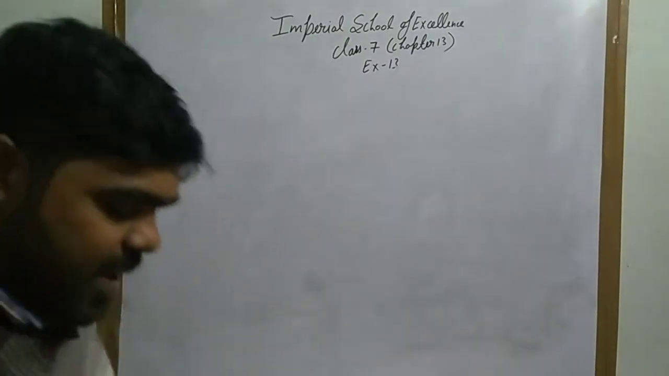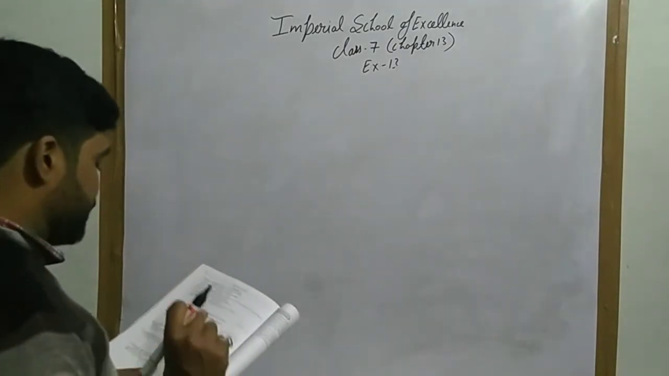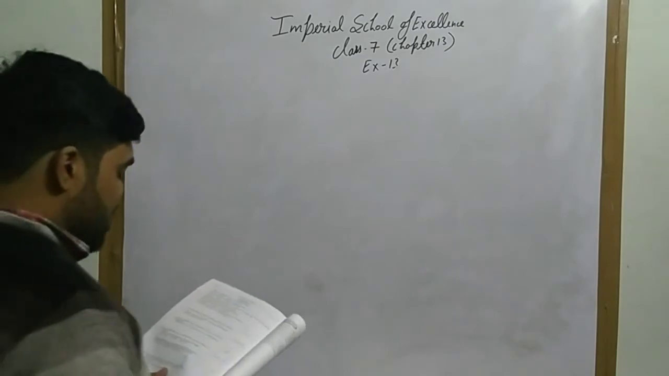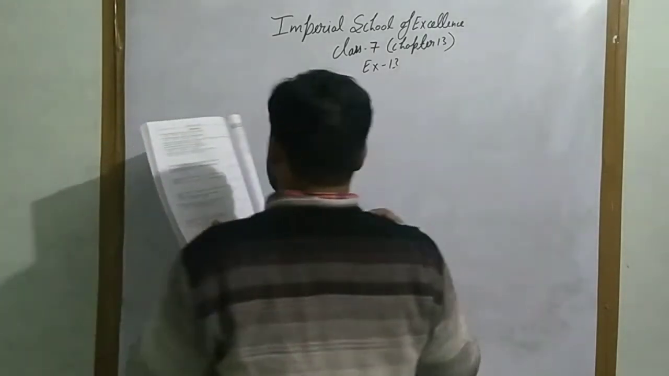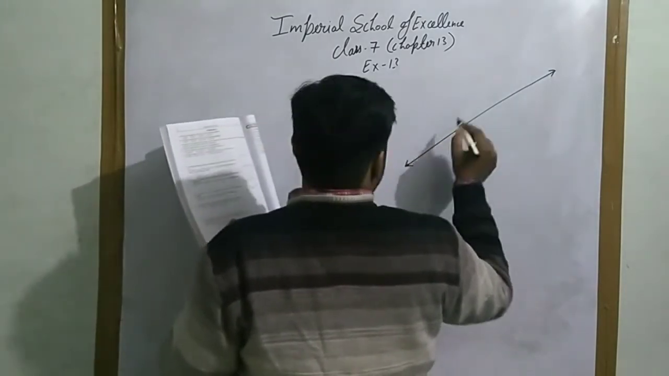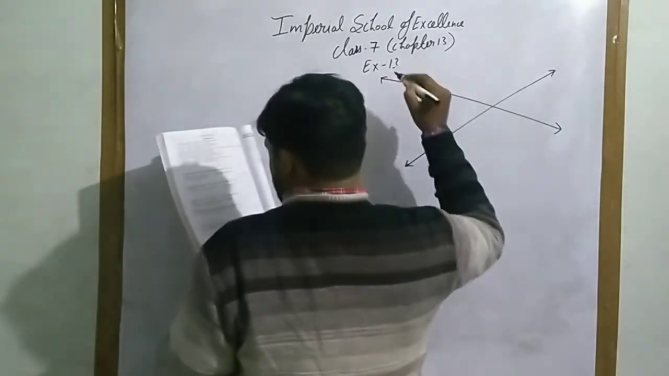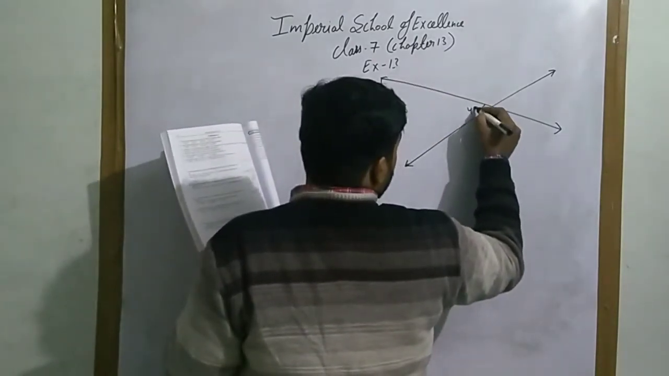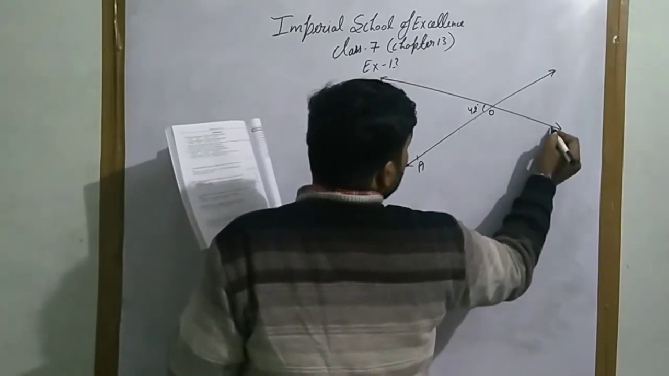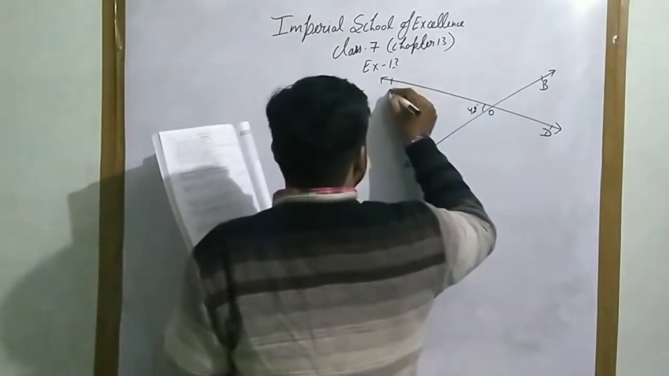Question number 9 is, in the given figure, two straight lines AB and CD intersect at point O. If angle AOC is 42 degrees, find the measure of each of the angles. This is your figure. It is given here 42 degrees. Then angle AOD, after that here B and here C.